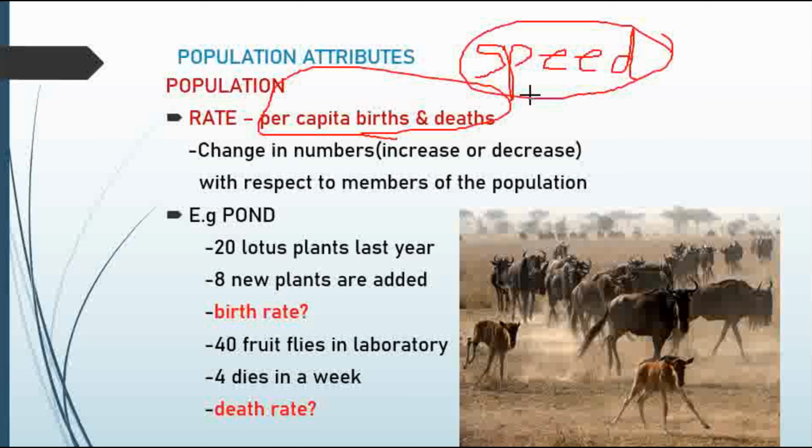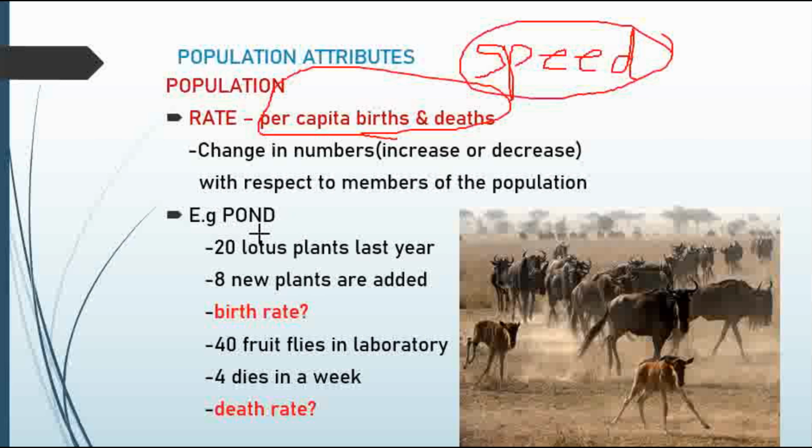And these rates, if you see, are expressed as change in numbers, that you can call increase or decrease with respect to the members of the population. So the increase or decrease in a population is represented by this term rate. And if I say it with an example, it will be understood better.